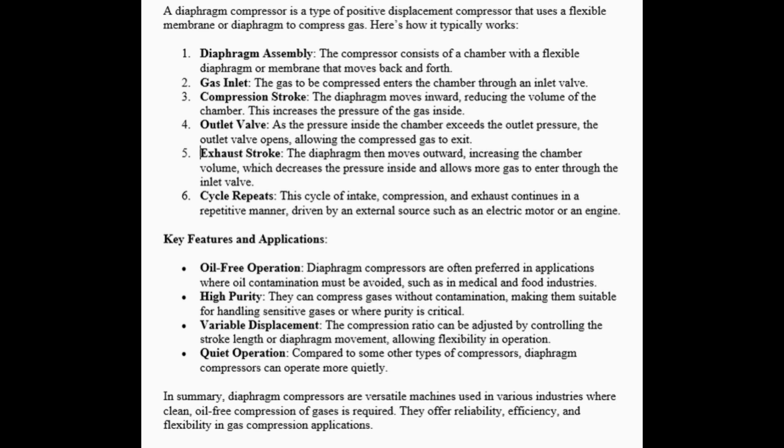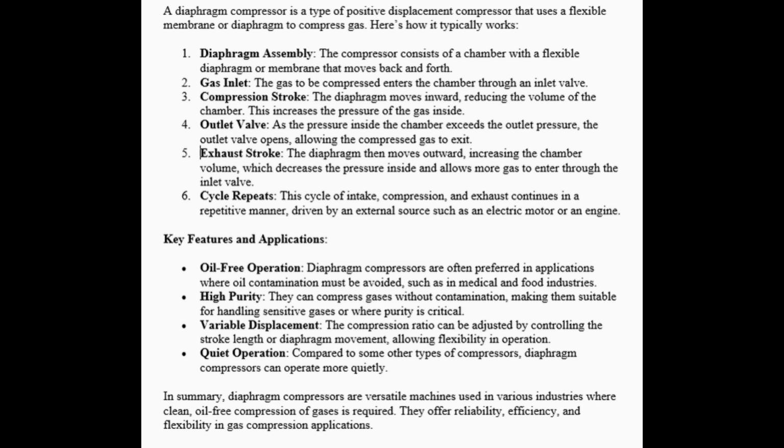Key features and applications: oil-free operation. Diaphragm compressors are often preferred in applications where oil contamination must be avoided, such as in medical and food industries. High purity. They can compress gases without contamination, making them suitable for handling sensitive gases or where purity is critical. Variable displacement. The compression ratio can be adjusted by controlling the stroke length or diaphragm movement, allowing flexibility in operation. Quiet operation. Compared to some other types of compressors, diaphragm compressors can operate more quietly.